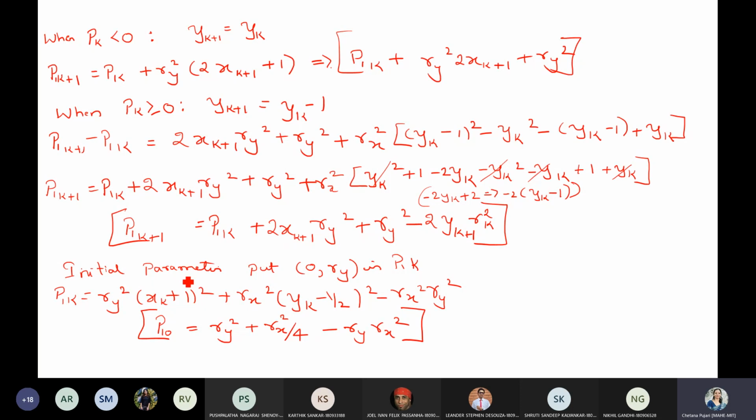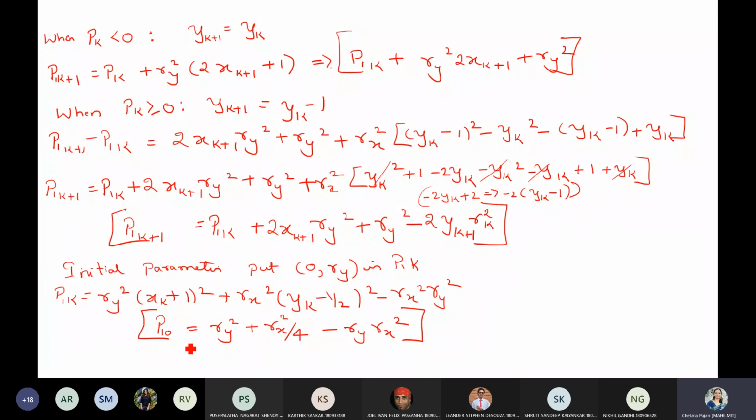So when you actually start calculating your coordinates, the initial parameter we are considering is 0 and ry, right? ry will already be given to you. So wherever x is there, you have to replace x with 0 and replace ry with whatever value is given. So in this equation of p1 of k, you are going to substitute the values of x and y by 0 and ry.